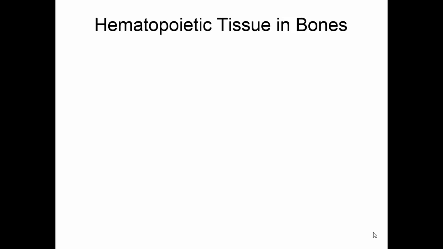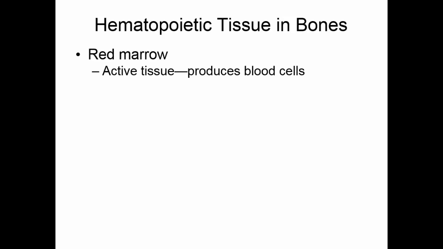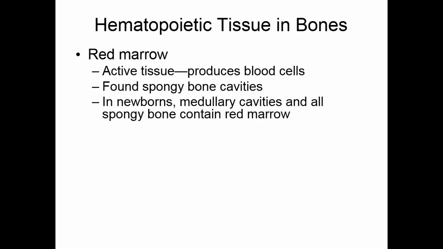Hematopoiesis is one of the functions of the bone. That's the production of blood cells. Red marrow is the active tissue that produces red blood cells. This is found in spongy bone cavities of some of the bones. In newborns, the medullary cavities and all of the spongy bone contain red marrow. Newborns and growing children not only have to replace blood cells, but make new ones to keep up with their growth.